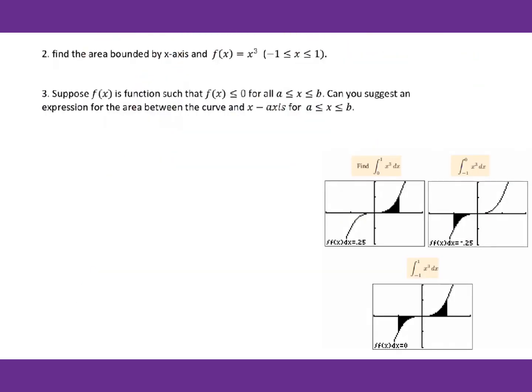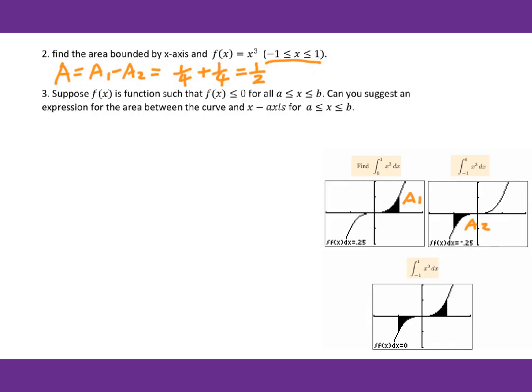For number 2, find the area bounded by the x-axis and f of x equals x to the third power, for x between -1 and 1. From the graph, we could say the area will be 1 over 4 plus 1 over 4. Let's label this A1, this A2. So the area equals A1 minus A2. That is 1 over 4 plus 1 over 4 equals 1 over 2.